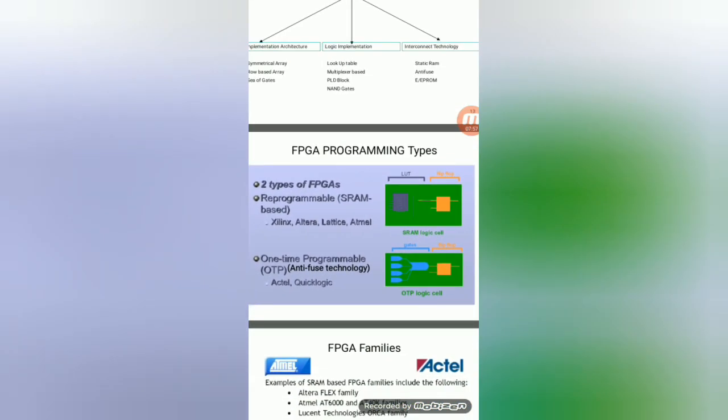Here are the FPGA programming types or interconnect types. There are two types: reprogrammable or SRAM based, and one-time programmable. The reconfigurable or reprogrammable connecting method is followed by different companies: Xilinx, Altera, Lattice, and Atmel. These four companies follow SRAM based programming. One-time programmable means anti-fuse technology. Once we establish the connection, we can't change it during the lifetime of the IC. Actel and QuickLogic follow this method.